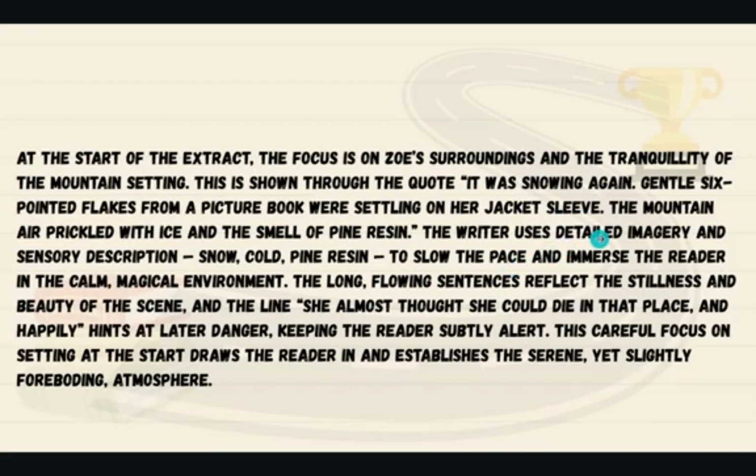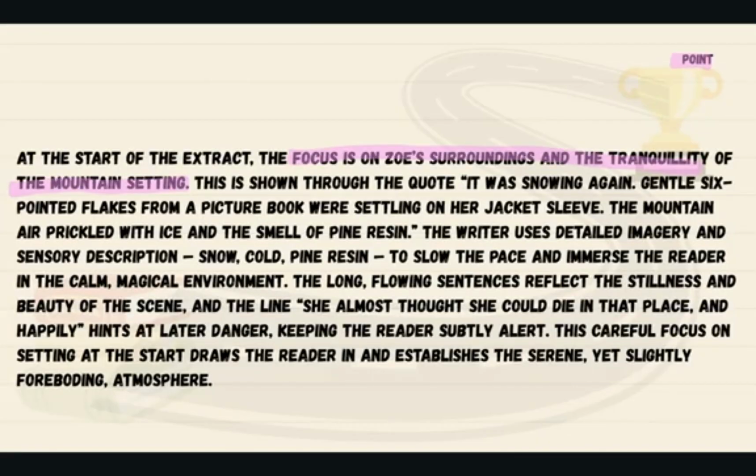The writer uses detailed imagery and sensory description, snow, cold, and pine resin, to slow the pace and immerse the reader in the calm, magical environment. The long flowing sentences reflect the stillness and beauty of the scene, and the line, "She almost thought she could die in that place," and "happily," hints at later danger, keeping the reader subtly alert. This careful focus on setting at the start draws the reader in and establishes the serene yet slightly foreboding atmosphere. Let's have a go at analysing this paragraph.